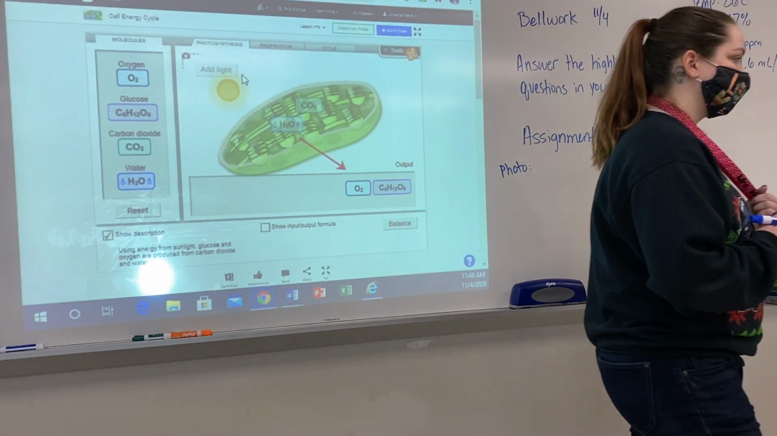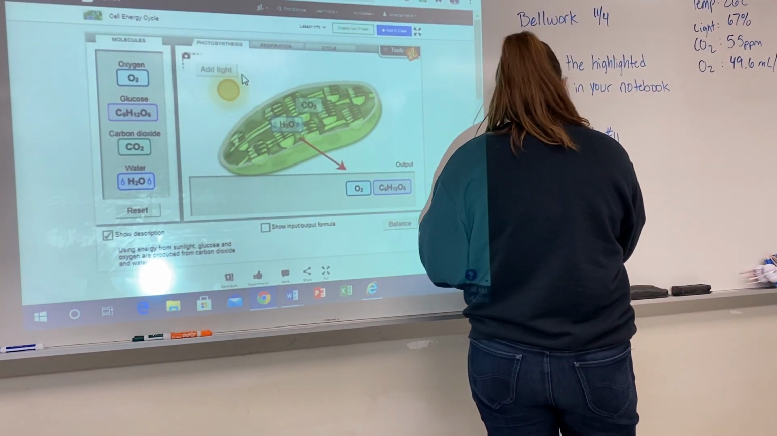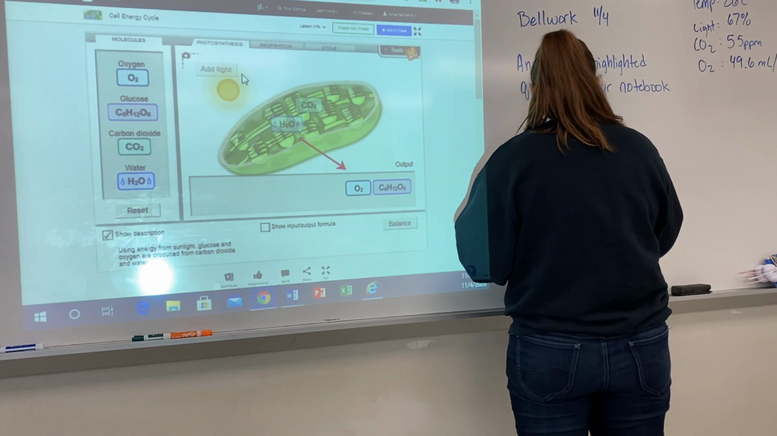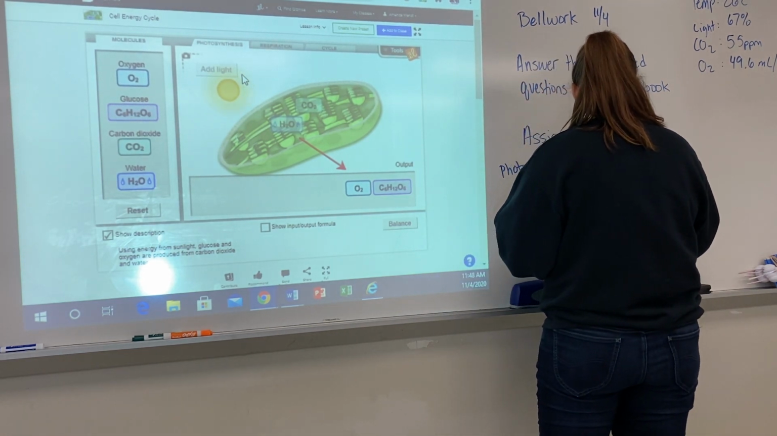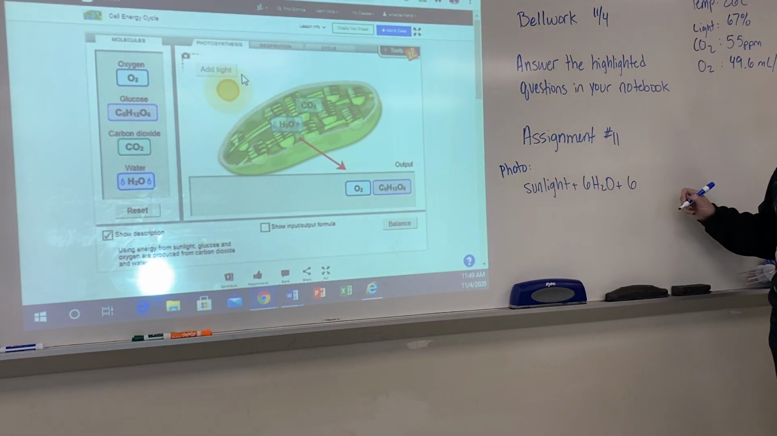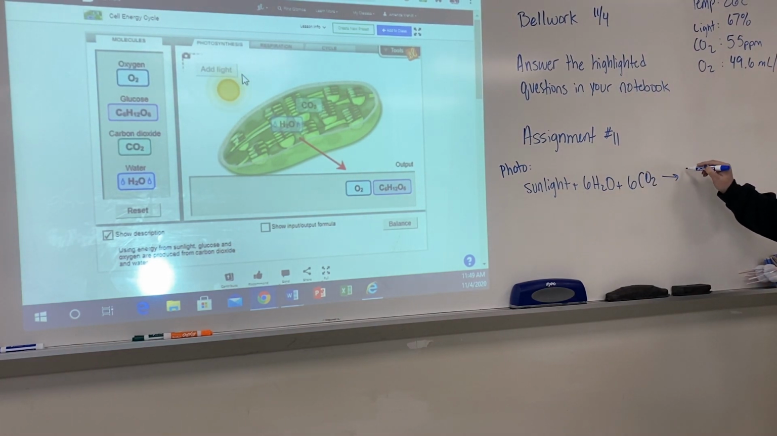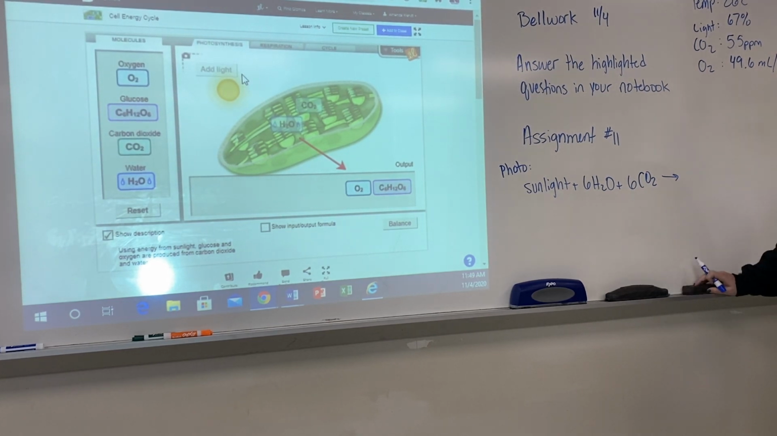Someone give me my balanced chemical equation for photosynthesis. Yes, Lexi. Sunlight plus 6 H2O plus 6 CO2. Sorry, I don't write that fast. Sunlight plus 6 H2O plus 6 CO2, and then the arrow. Like that? Is that correct? No, but you don't have to have the 6 on the left side.